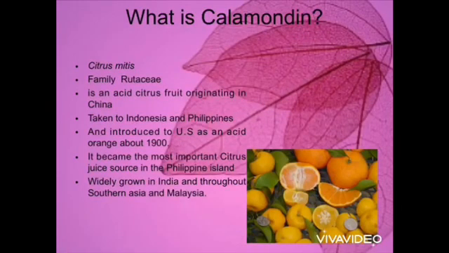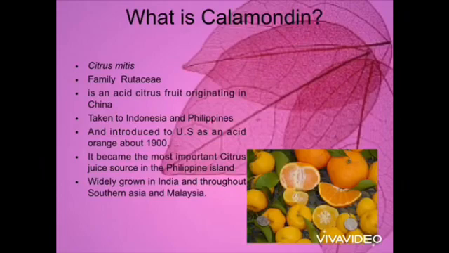Calamondin, or Citrus mitis, comes from the family Rutaceae and is an acid citrus fruit originating in China. It is a result of natural crossing between mandarin and kumquat. It is now widely grown in India and all over South and Southeast Asian countries, especially Indonesia and the Philippines. It was introduced to the US as an acid orange in about the 1900s. It became the most important citrus juice source in the Philippine islands.